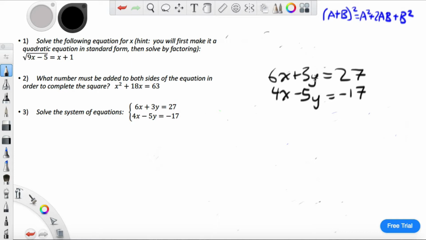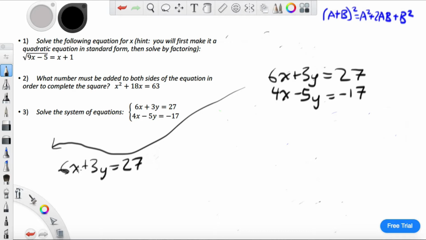Now, one way to do this would be, as a matter of fact, maybe this is the way I want to do this. If I divide everything in this one by 3, I can get somewhere with my y here. So let's just do it that way. I'm going to take this one right here and bring it over here, 6x plus 3y equals 27, and I'm going to get some kind of y in slope-intercept form.